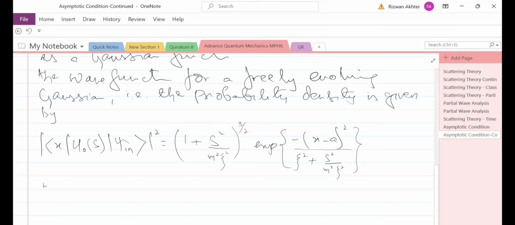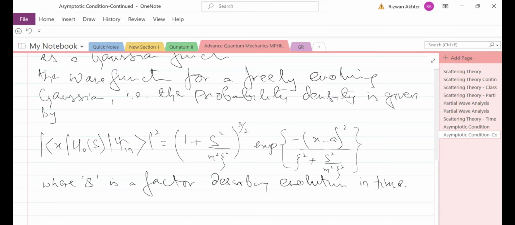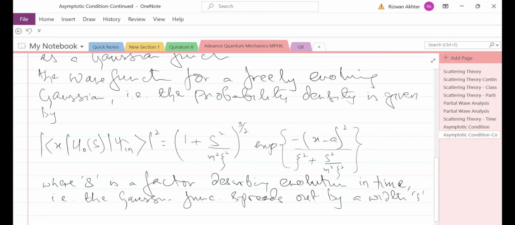Where s is a factor describing evolution in time, that is, the Gaussian function spreads out by a width s in time.